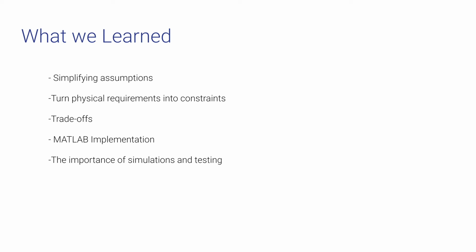Some of the lessons we learned in the process of finding a solution were simplifying assumptions about the design early in the process, how to turn physical requirements into mathematical constraints, how to deal with trade-offs, for example, the strength and mass of the structure and its economic impact, MATLAB implementation, for example, how to use fmincon and incorporate constraints, and finally, the importance of simulation and testing to the success of any engineering project.